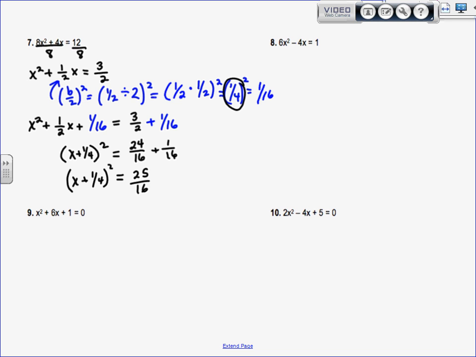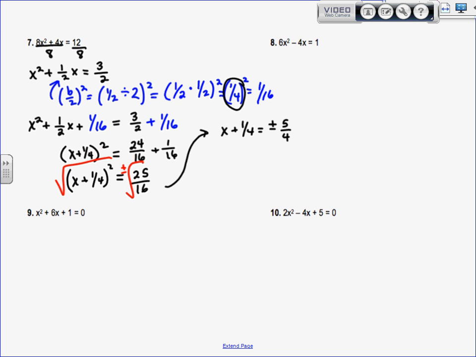All right, so I'm ready to square root both sides. So take the square root of both sides, plus or minus. And this one works out pretty nice because I have the square root of 25, which is 5, and the square root of 16, which is 4. So I'm getting x plus 1/4 equals plus or minus 5/4.